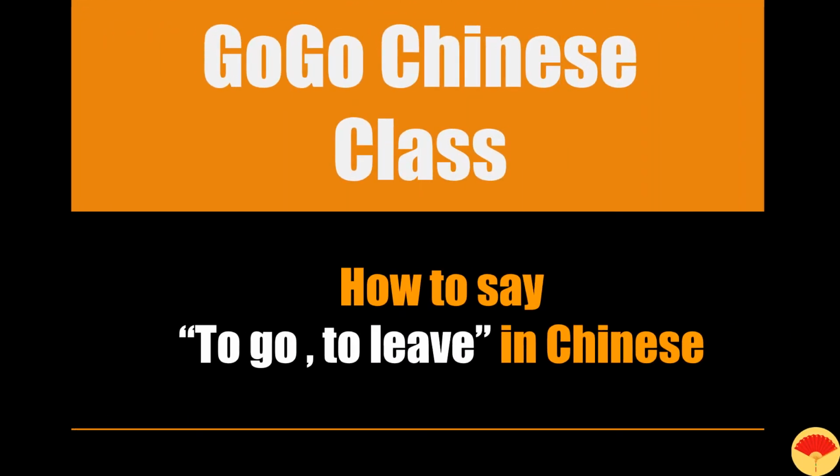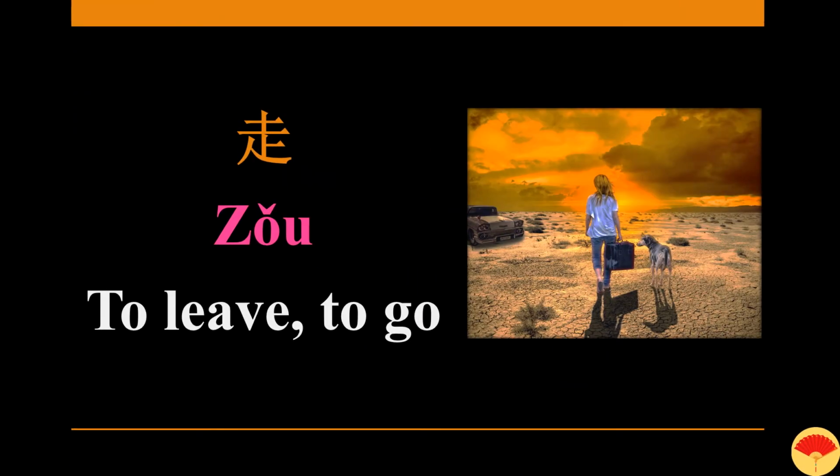In today's video, we will learn how to say in Chinese language to go or to leave. To leave or to go, we say in Chinese, zou, the third tone. Zou. Can you speak? Zou.